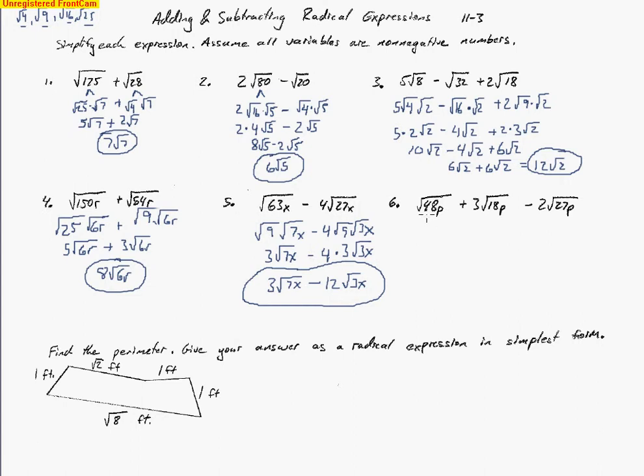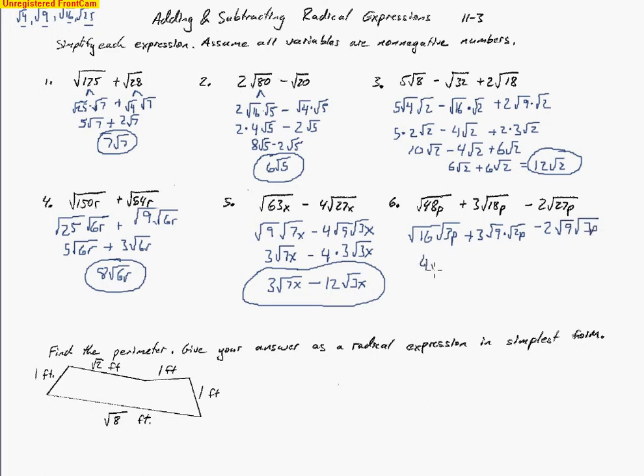Well, the next one, again, you're looking for the biggest perfect square. 4 goes into 48, but 16 does as well. So take out the biggest number. What's left over when you divide by 16 is 3p, plus 3 times the square root of 9, and then what's left over is 2p. And then here I have minus 2 times the square root of 9 again, and what's left over is 3p. So I go ahead and do some work.